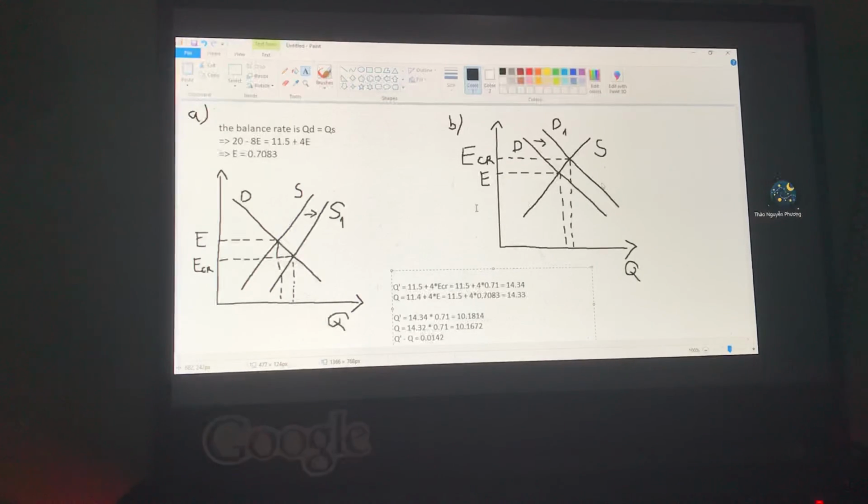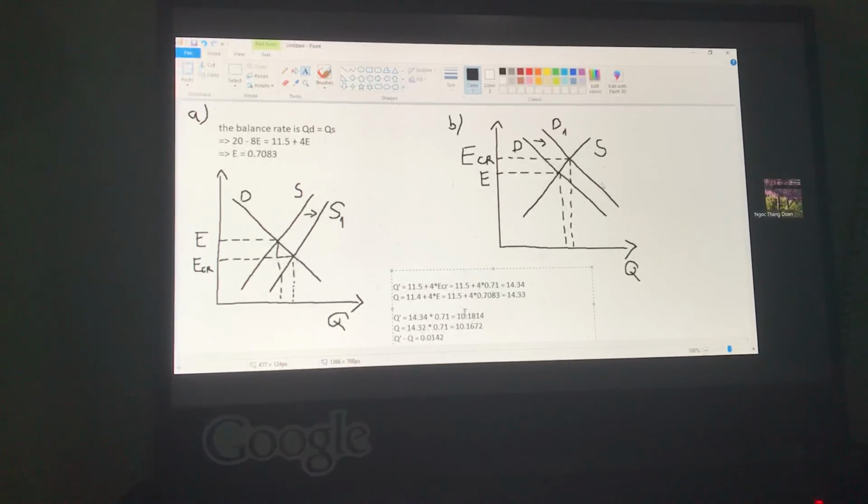Yeah. So your idea is, first you compute the QS. Second you compute the QD. Yes. Okay. And we use the central rate, right? So we have the central rate here, 0.71. You plug it into the QS, and then we plug it into the QD, and we have the QD.